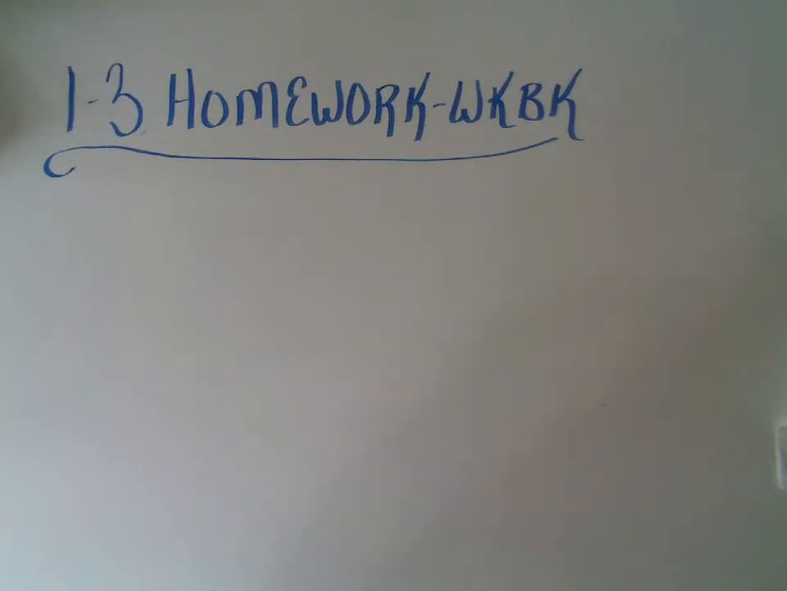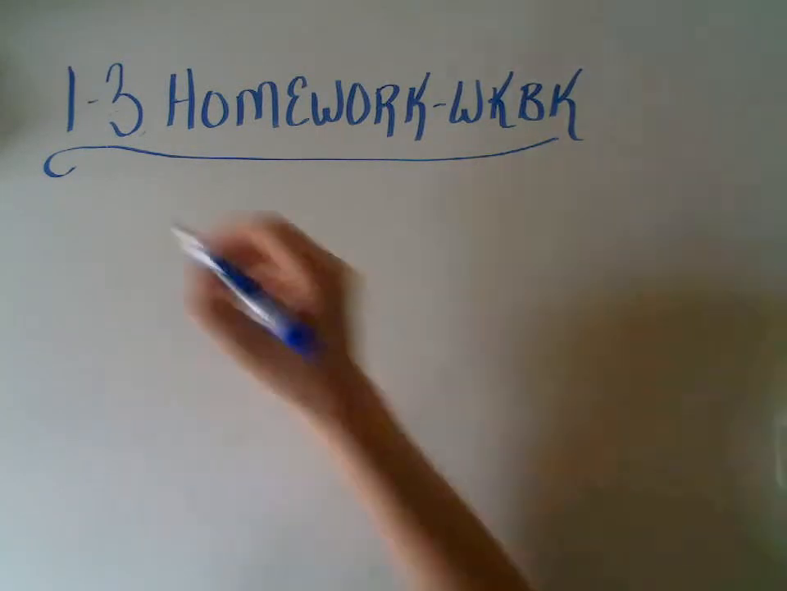Okay, here is the homework helper for Chapter 1, Section 3 over scientific notation for the workbook. So in the top section, 1 through 16, all those questions are grouped together because they're asking you to do the same thing, and what they're asking you to do is to multiply. So let's take a look at question number 1.